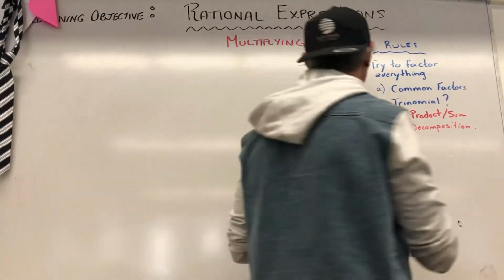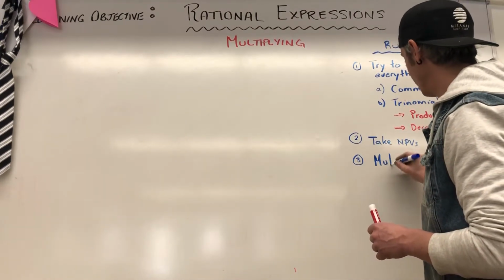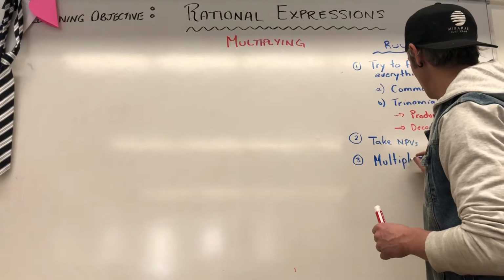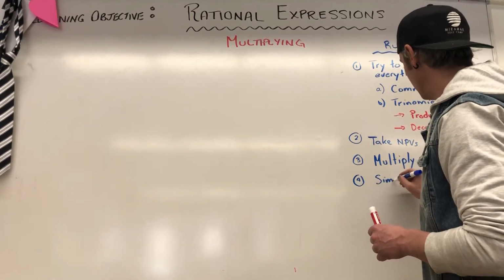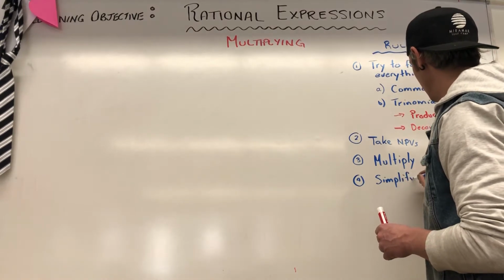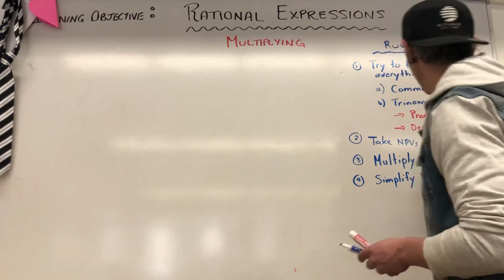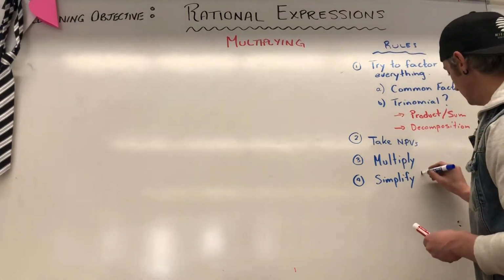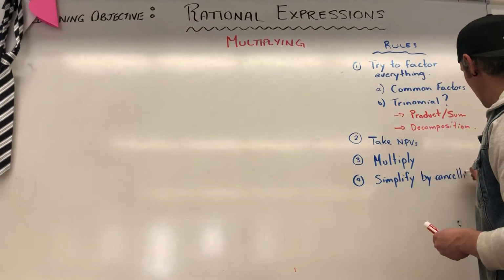And 3 is multiply. Multiplying fractions, we just multiply the numerator, multiply the denominator. And then 4 is simplify by canceling. Simplify like terms. Simplify by canceling terms that show up in the numerator and the denominator.